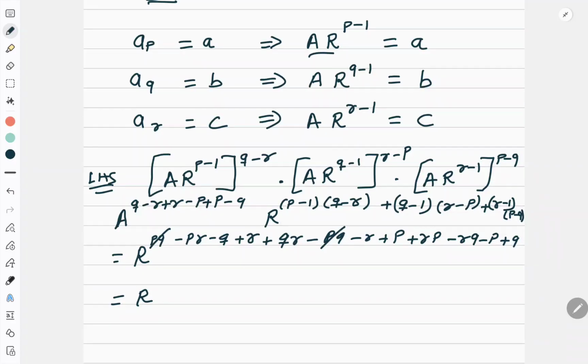See, PQ and minus PQ gone. Now the next thing is PR. Minus PR and plus PR gone. Minus Q plus Q gone. R and minus R gone. QR and minus QR are gone. P and minus P gone. So r to the power 0, which is equal to 1. Hence proved. Easy? So sometimes the question looks very complicated, but it is simple algebra.